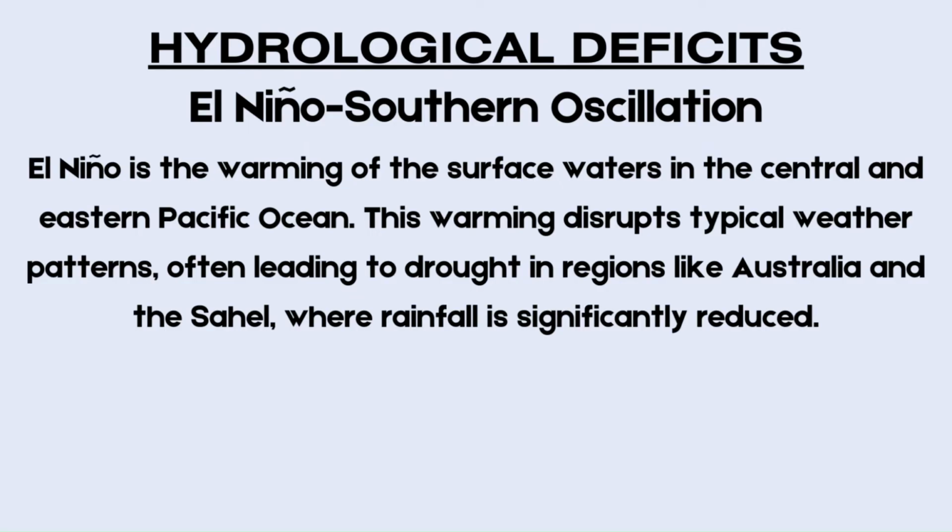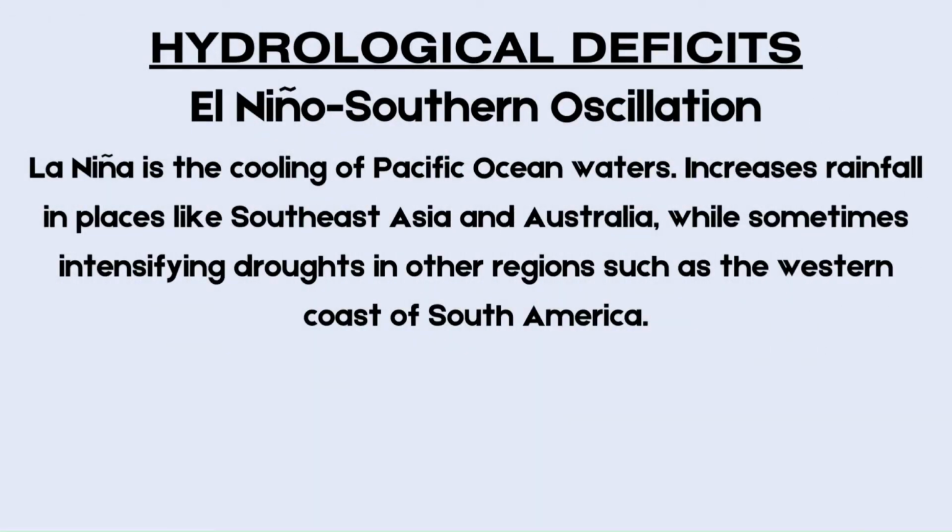ENSO alternates between two phases, El Niño, a warm phase, and La Niña, a cold phase. El Niño is characterized by the warming of the surface waters in the central and eastern Pacific Ocean. This warming disrupts typical weather patterns, often leading to drought in regions like Australia and the Sahel, where rainfall is significantly reduced. La Niña, on the other hand, refers to the cooling of those same Pacific Ocean waters.